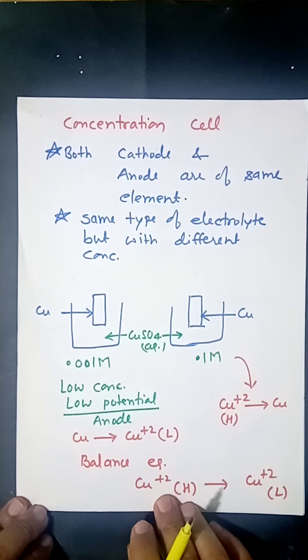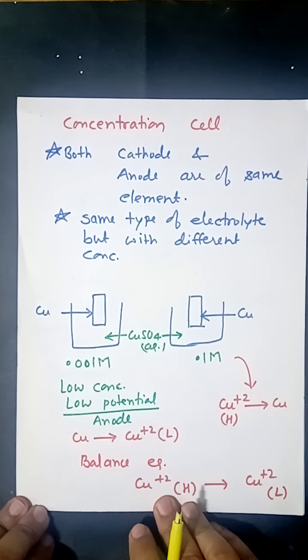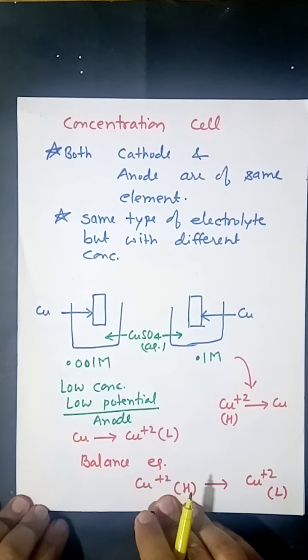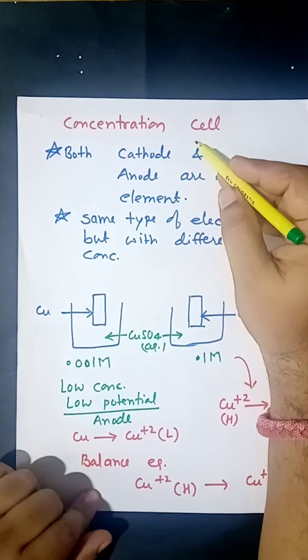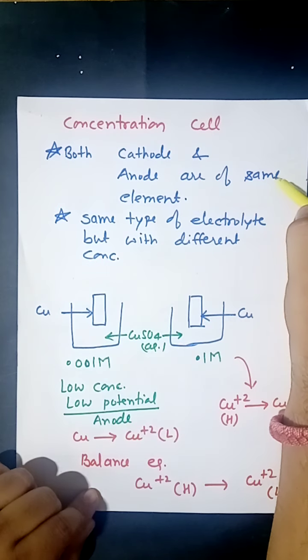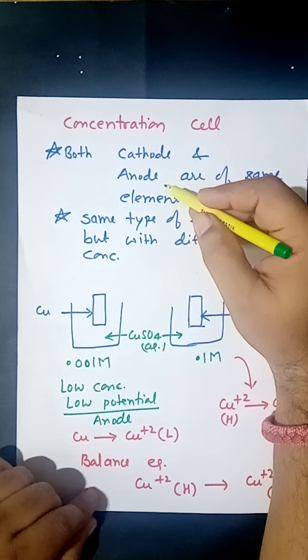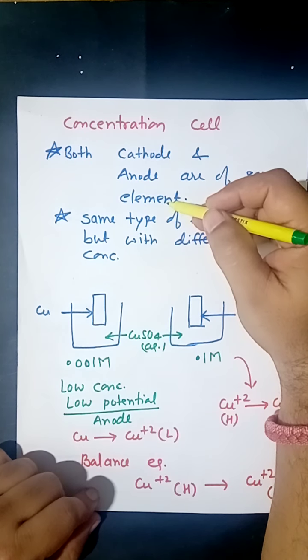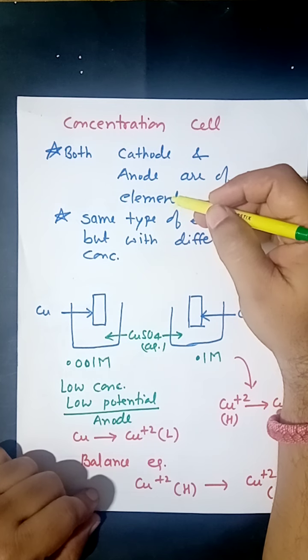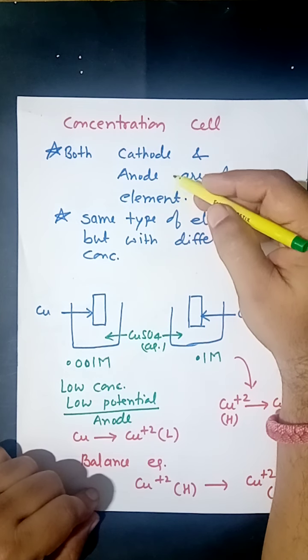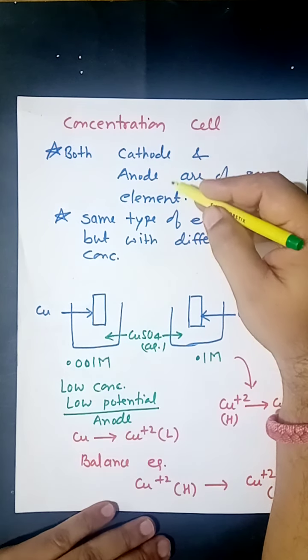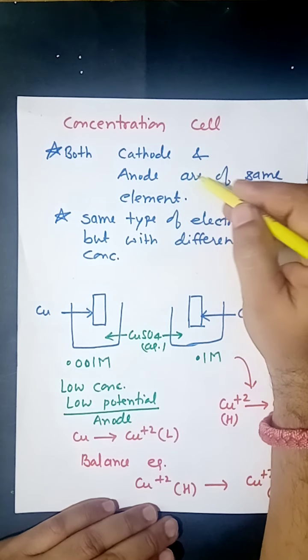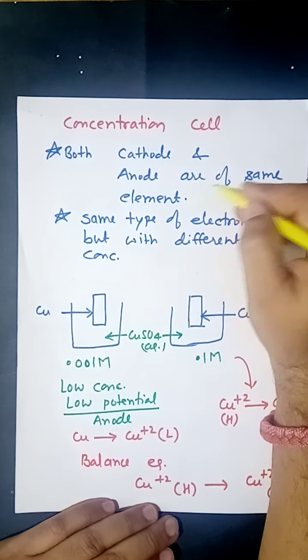Now the next topic of the chapter is concentration cell. In concentration cell, both cathode and anode are made of the same element. Now remember, so far in all the cells, in the previous example, the cell has two different electrodes, one made by chromium, other made by cadmium. But this is a special type of cell in which both cathode and anode are made by the same element.